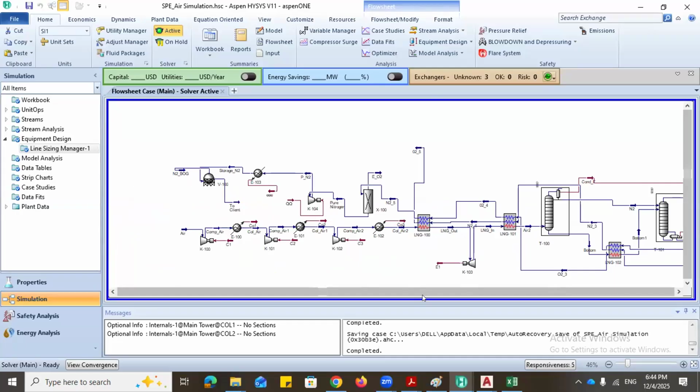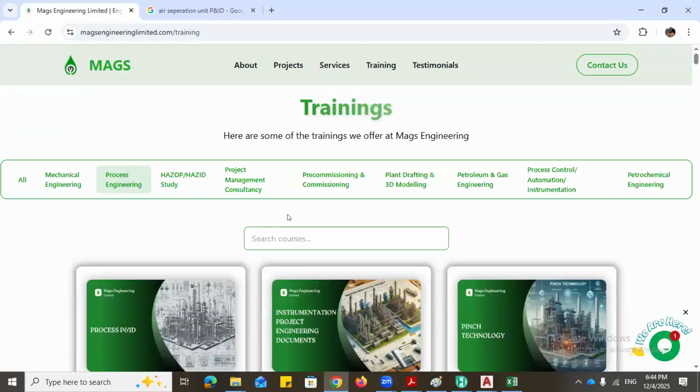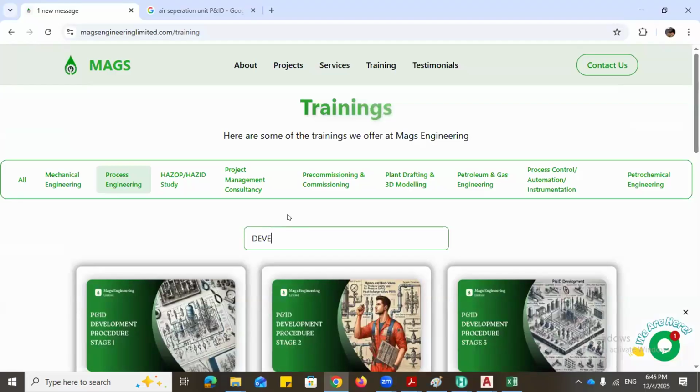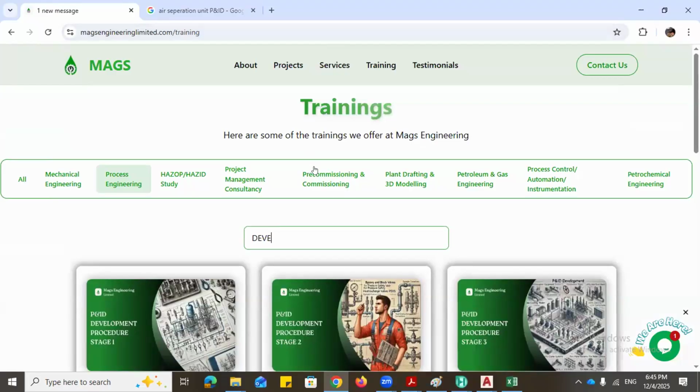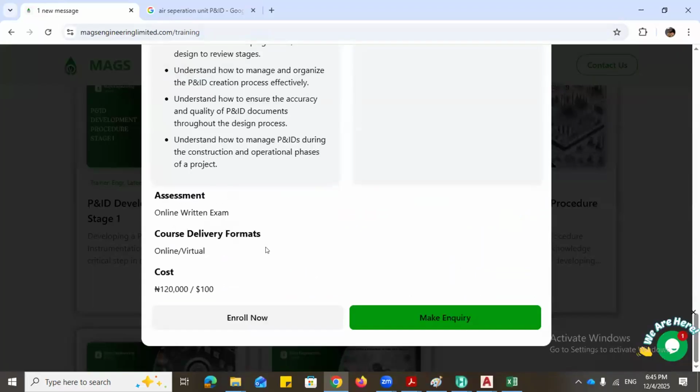It is easy, to be sincere, when you work on the development of P&ID, you will be happy. What you just need to do is undergo this training. If you have gotten to a stage whereby you already know what we have done already, undergo this training. P&ID development one, the first one is 120,000.